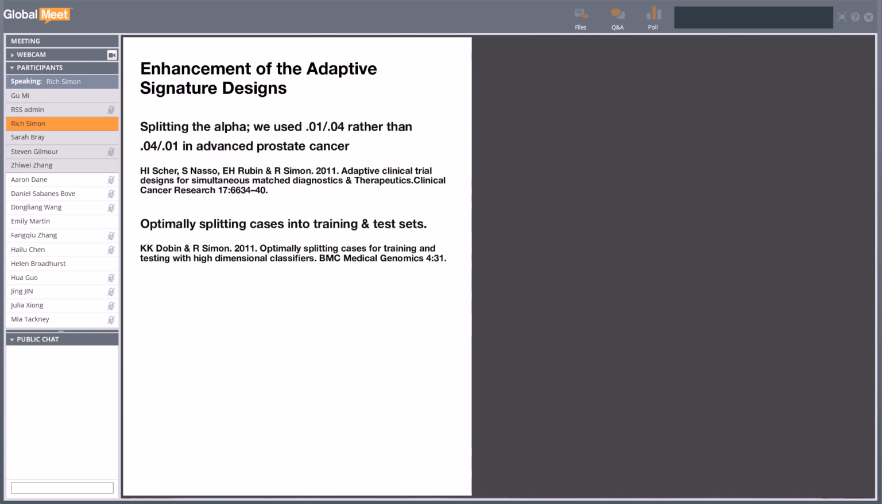Also, I wanted to mention there's a paper by Kevin Dobbin and myself about optimally splitting cases into training and test sets, not for the adaptive signature design, but for developing and validating a prognostic signature. But many of the principles as to how you should do that split of sample size carry over to the current question of how they should be split.